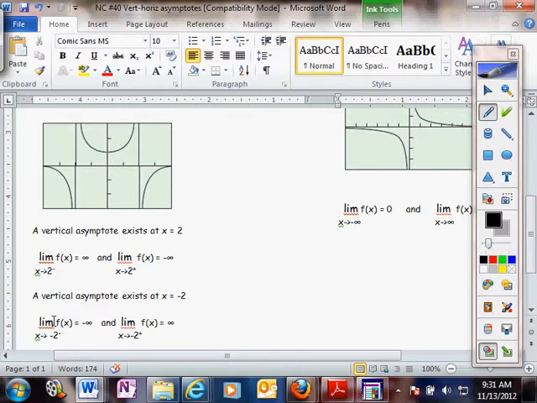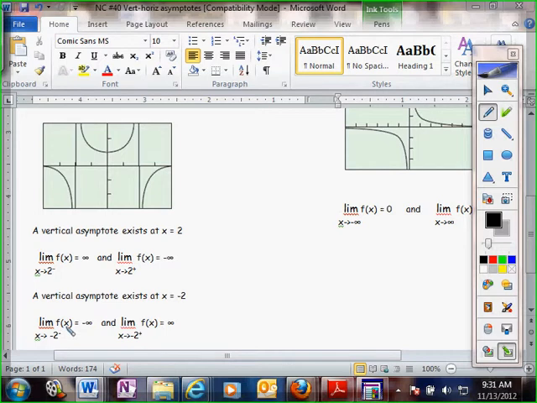So now the limit of f of x as x is approaching negative 2. Now I'm over here on this line x equals negative 2, this vertical asymptote. As x is approaching negative 2 from the left, the limit is negative infinity because this is heading off towards negative infinity. Now the limit of f of x as x is approaching negative 2 from the right.